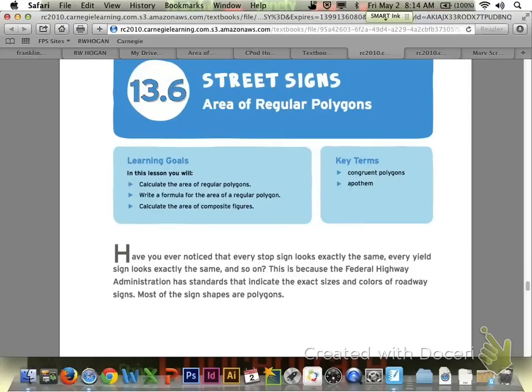If we take a look at the lesson introduction for today, it says, have you ever noticed that every stop sign looks exactly the same, every yield sign looks exactly the same, and so on? This is because the Federal Highway Administration has standards that indicate the exact sizes and colors of roadway signs. Most of the sign shapes are polygons.